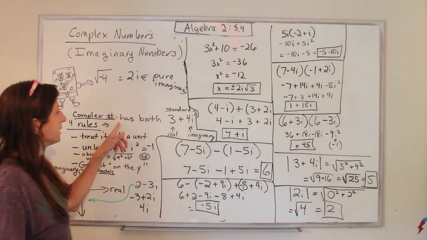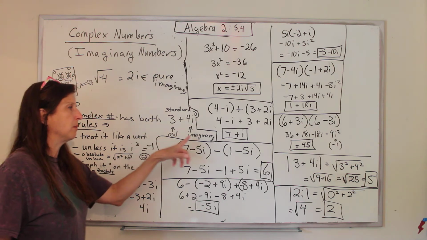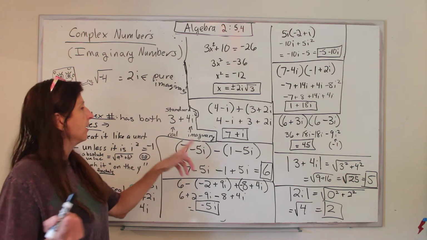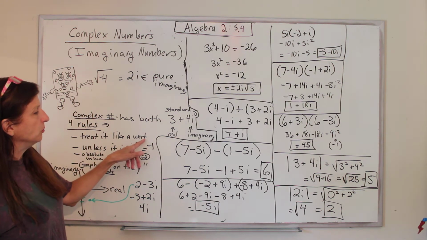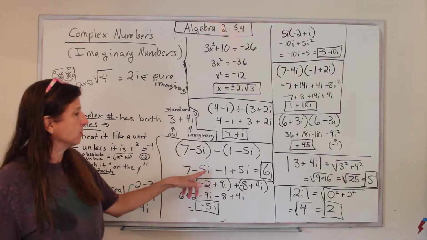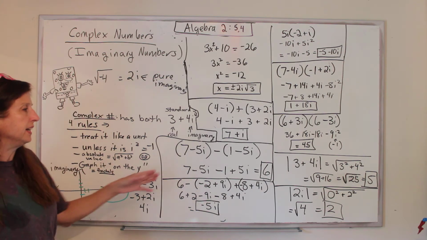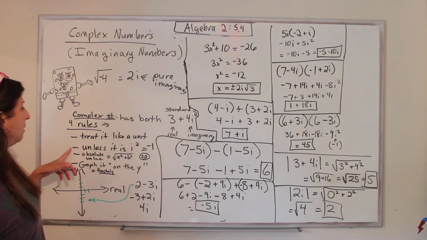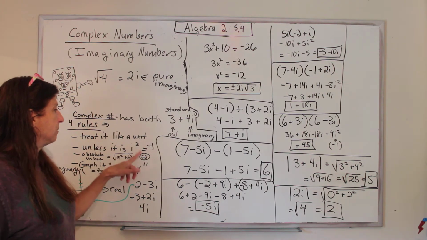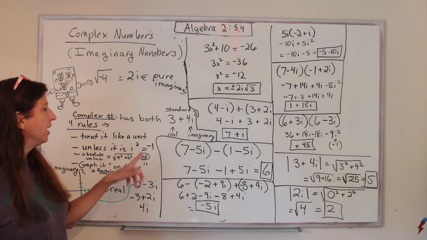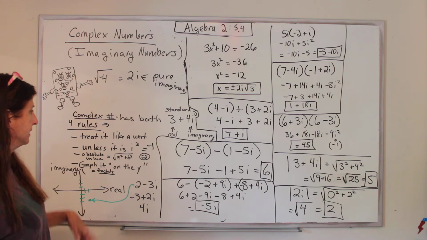A complex number has both real and imaginary parts. The standard form is you write real numbers before imaginary. That makes sense, because at least they exist. There are 4 rules. You treat the imaginary part like a unit, so gathering up terms is just like negative 5x plus 5x. You treat it normally, unless it is i squared. If you ever end up with i squared, you change it into a negative 1. You'll see where we do that in the example problems.